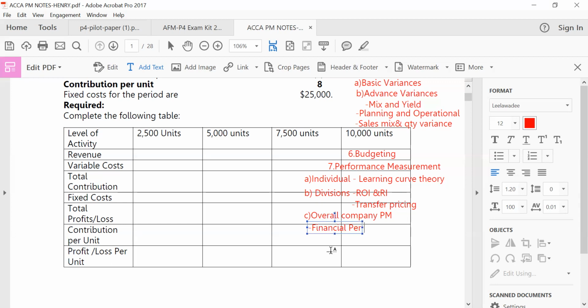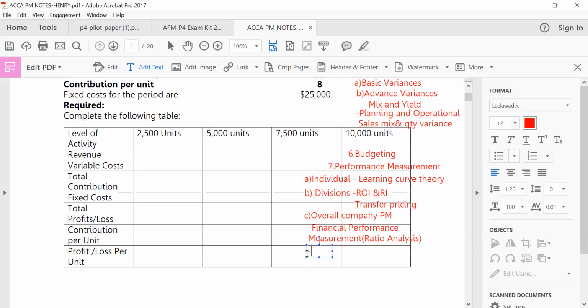Financial performance measurement. The financial performance measurement is ratio analysis. For some time now, the examiner did not want to examine it, only calculating ratios, never.